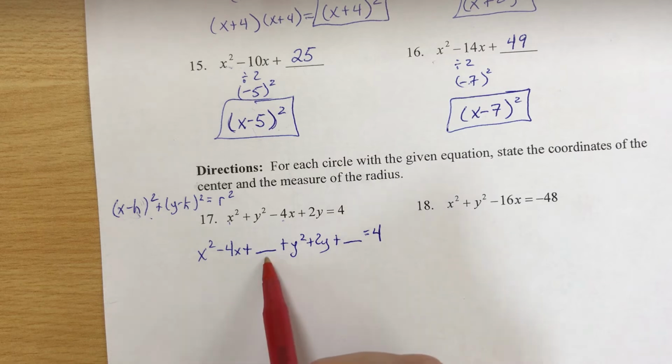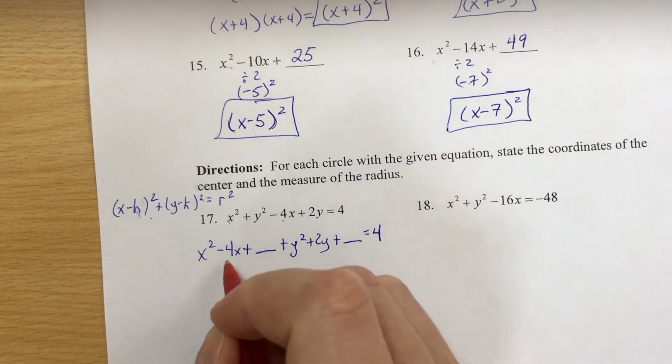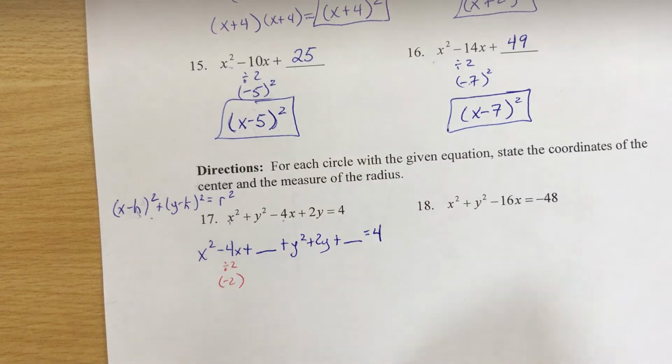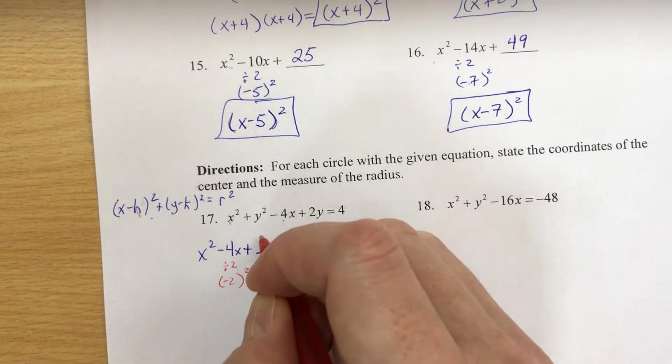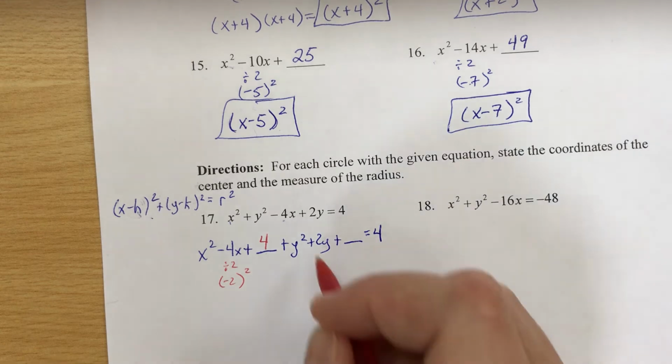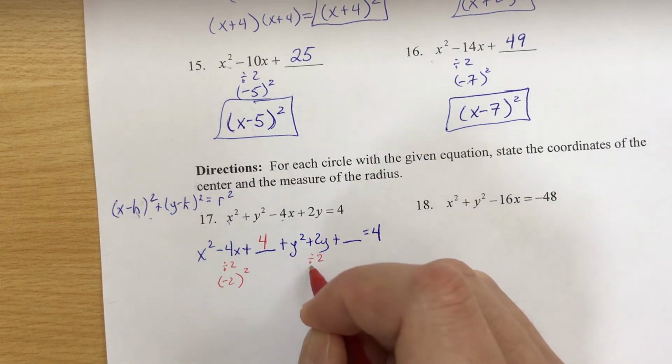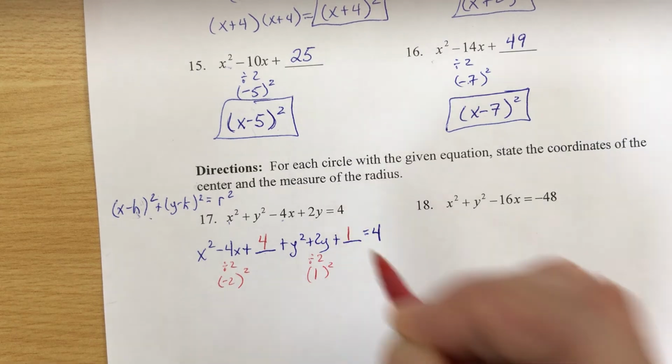So we're going to complete the square with the x's. Take half of negative 4, which is negative 2. And if you square that, what we get is positive 4. And then for the y's, take half of 2y, which is 1y, and 1 times 1 is 1.